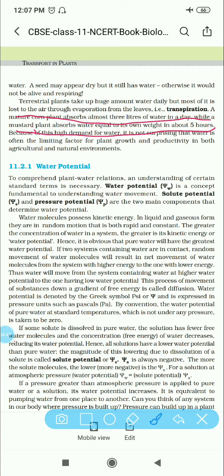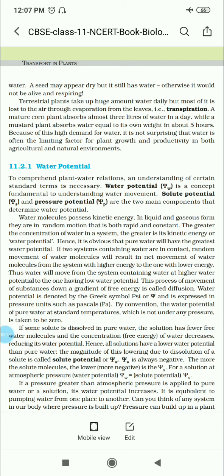That's why water is a very important factor for productivity in both agricultural and natural environments. Without water, plants cannot survive. From this, remember the definition of transpiration, remember the corn plant, the watermelon, and the mustard plant. These four things are highly important. The mustard plant question has been asked quite a few times. Now, this water loss through the air will be mainly by the stomata, which we'll discuss further.